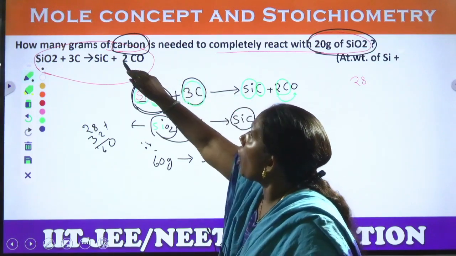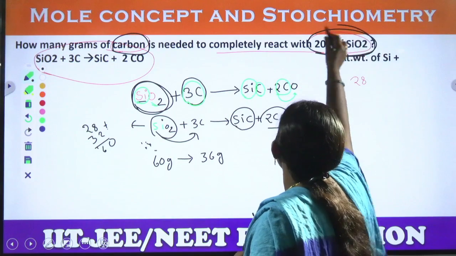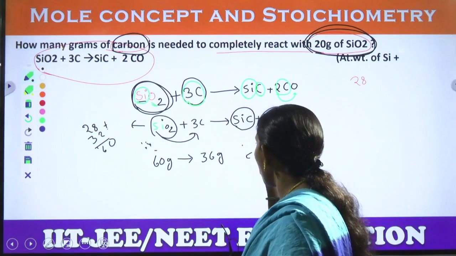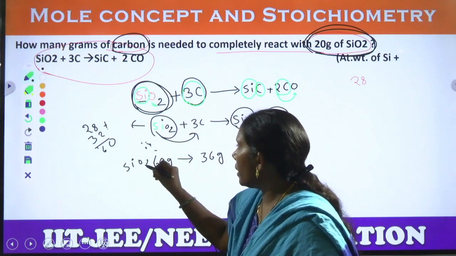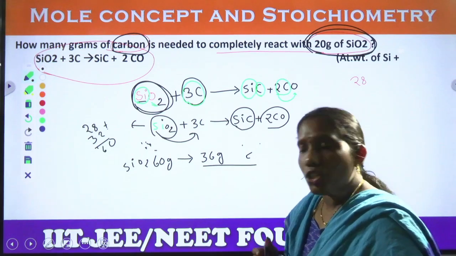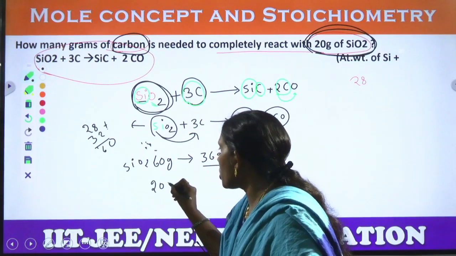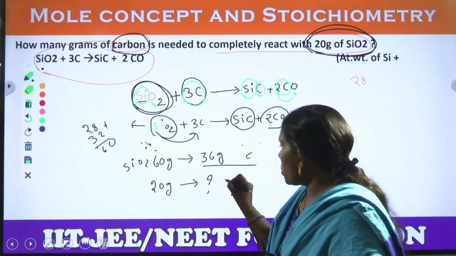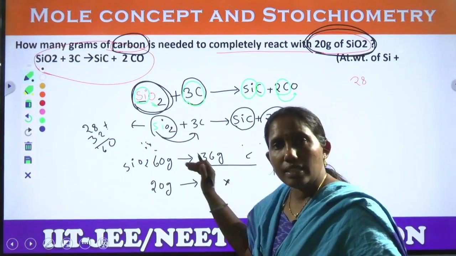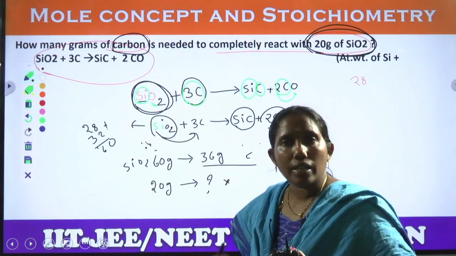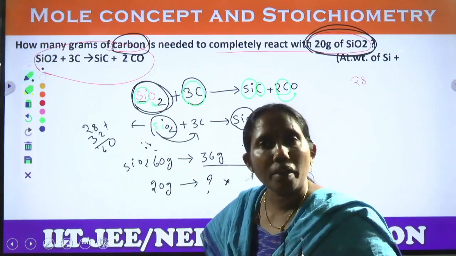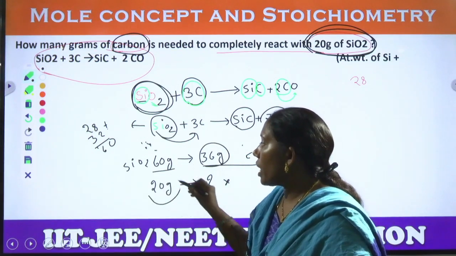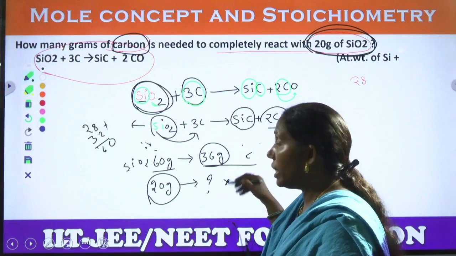Then in the question: how many grams of carbon is needed to completely react with 20 grams of silicon dioxide? So for 60 grams of silicon dioxide, 36 grams of carbon is needed. So our question, for 20 grams of silicon dioxide, how much carbon is required? Consider it as X, just a crisscross method. In the lower classes we studied, one pencil costs this much, so two pencils cost how much, such type.